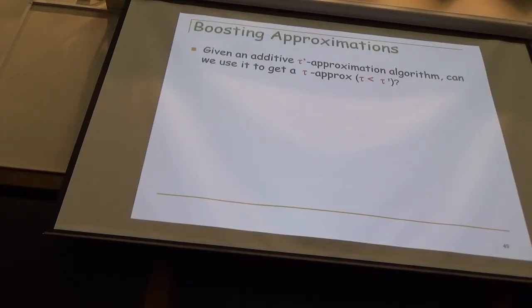Now we want to use this to try to do the following. Suppose I had an algorithm which is an additive tau prime approximation, whatever tau prime is. And I want to use a weak approximation algorithm to get a better approximation. So we're trying to boost the approximation.